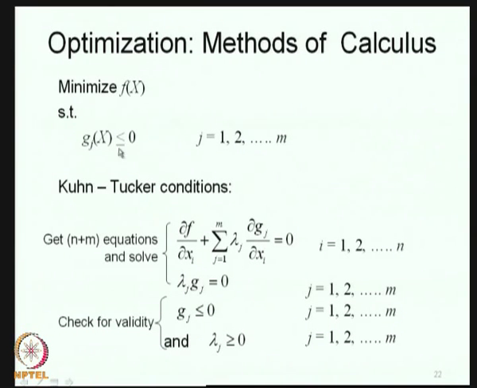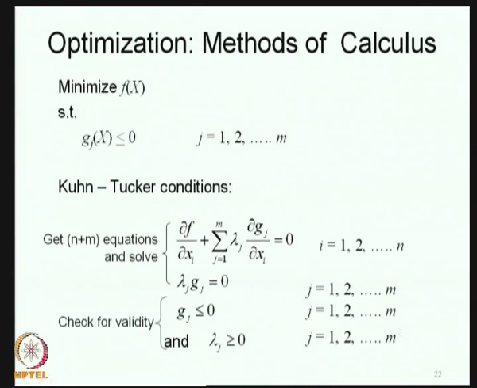Then we have the original constraints gj of x less than or equal to 0, and for this combination, which is minimization of f of x subject to gj of x less than or equal to 0, your lambda j's must be greater than or equal to 0, for j equal to 1 to m. So, you get n equations here, and m conditions here and m conditions here. So, you have n plus 3m conditions, n plus 3m equations.